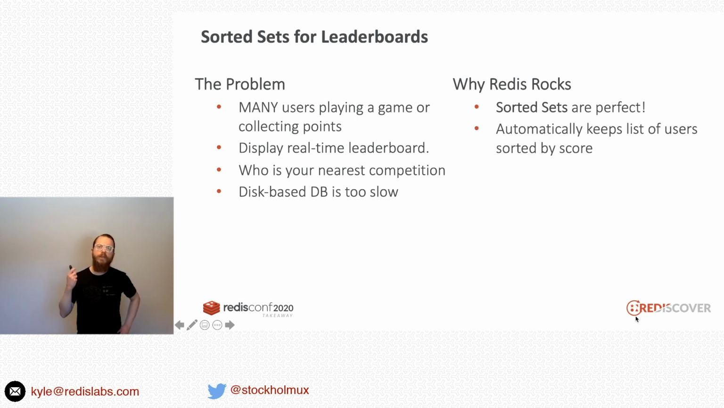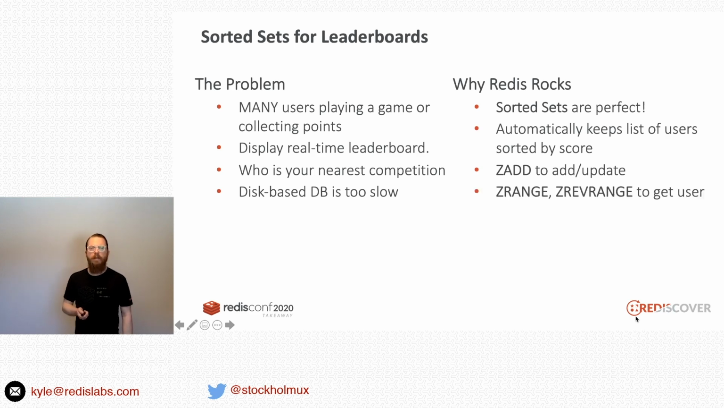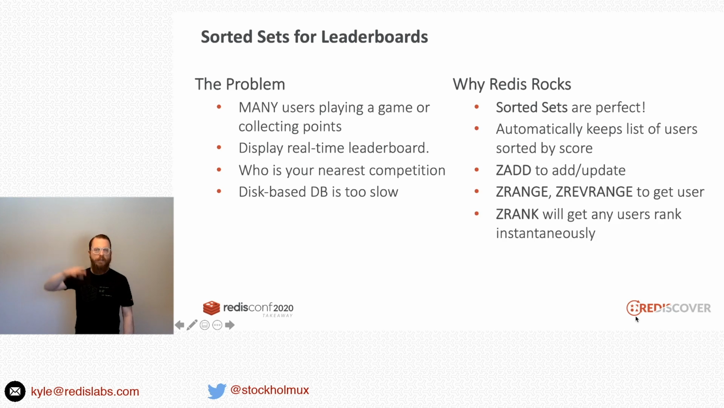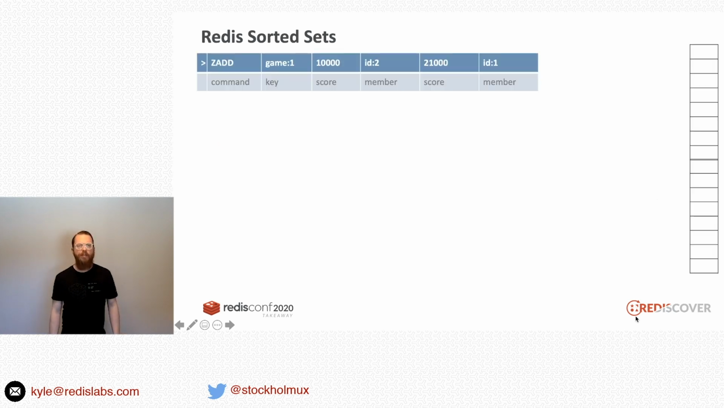So you can automatically keep the users by score, so you don't have to do constant sorting and that sort of thing. It becomes very easy to do. We're going to use ZADD to add or update, ZRANGE or ZREVRANGE to get the users back out of that, and then ZRANK will get you the rank of any user instantaneously. So notice here that the Z is actually what we'll be using to represent a sorted set. So a Z set sometimes is what it's called, but sorted sets is the proper term. Let's take a look at that.